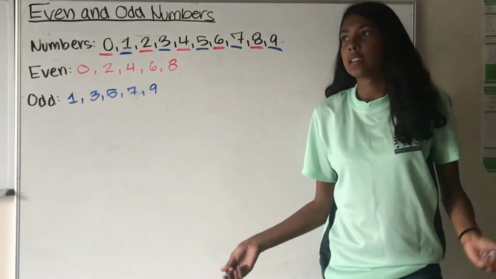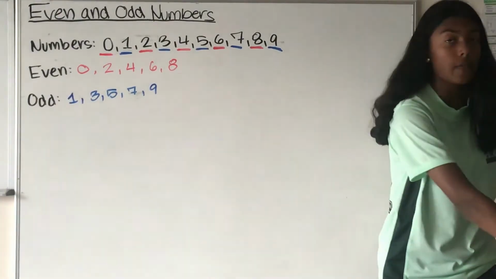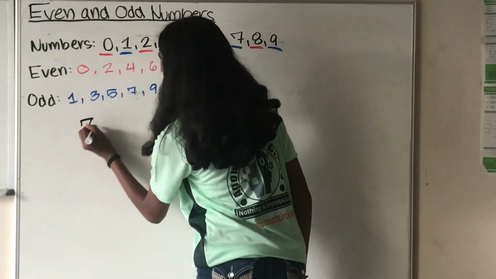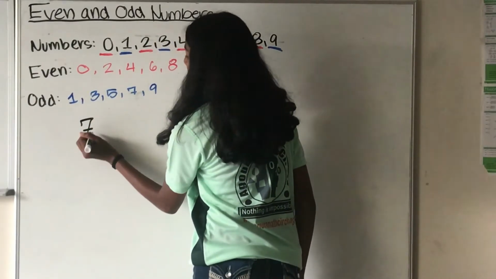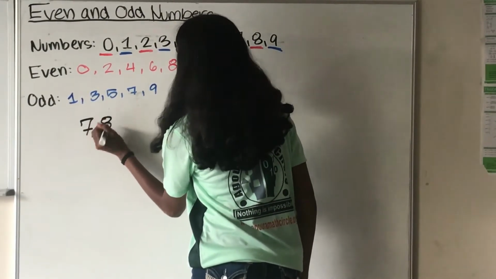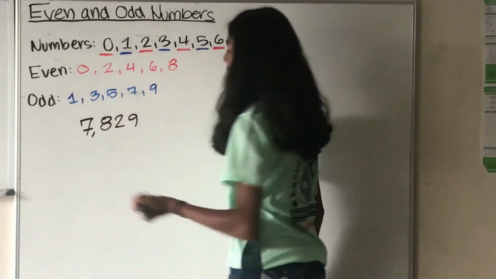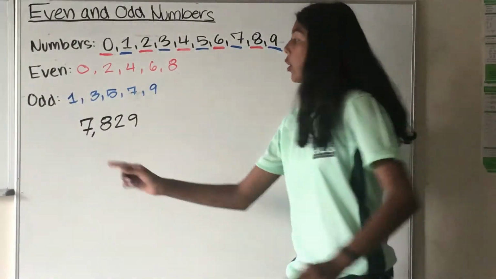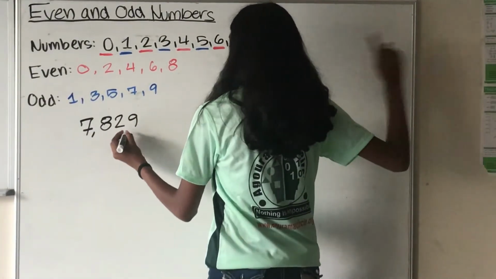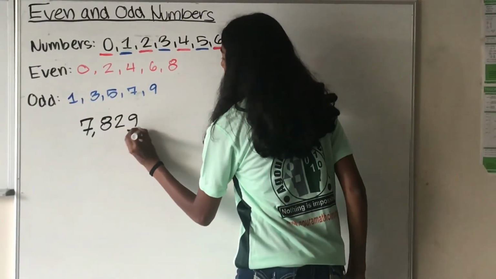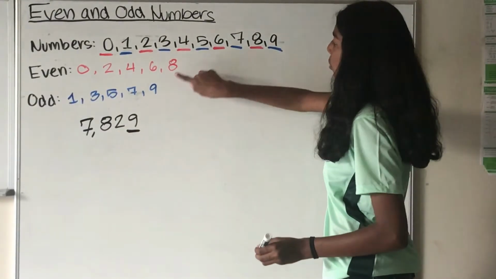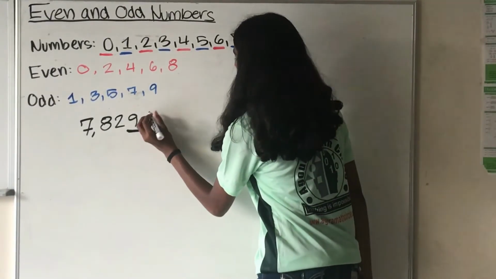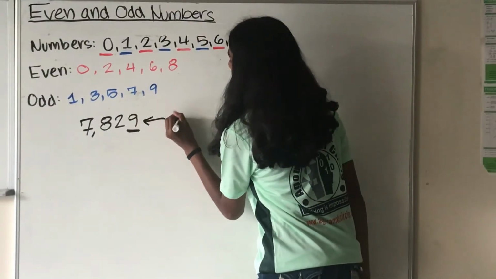So if a problem asked, is the following number even or odd? Let's say we get 7,829. Is it going to be even or odd? The way we're going to figure this out is we're going to look at the rightmost number, which is going to be 9. Is 9 blue or red? Is it odd or even? It's right here, it's odd, so this number is going to be odd.